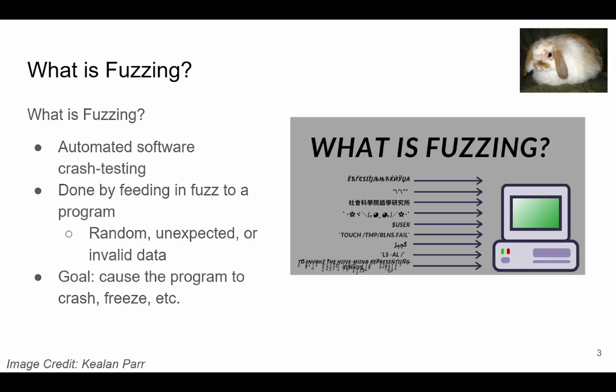And so the goal is really simple: to find an input that causes the program to crash or freeze or behave unexpectedly. And as you can see in this graphic over to the right, all of these inputs are kind of unexpected. They're not what you would normally consider the usual input, and that's what fuzzing tries to test.